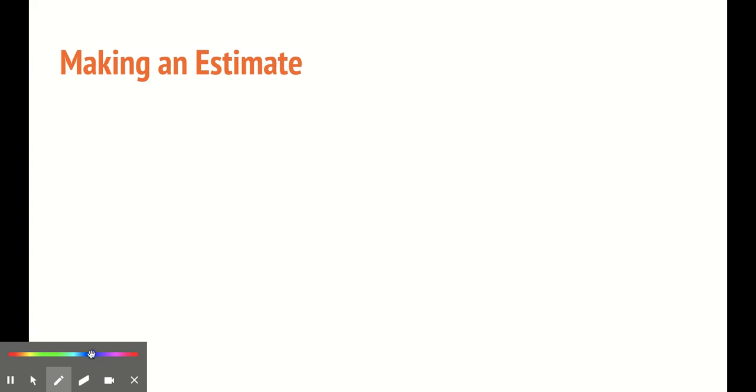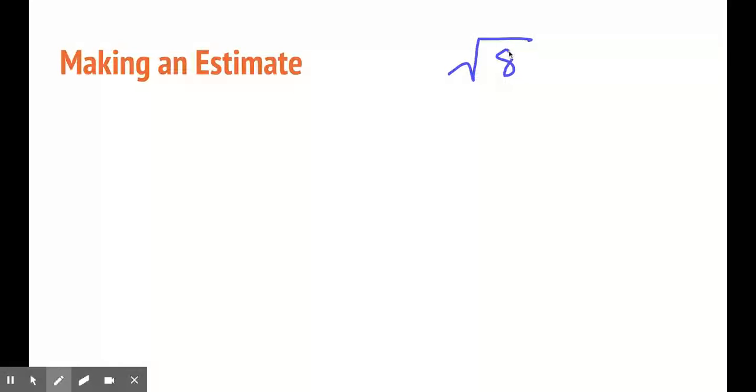Let's talk about how to make an estimate when we are working with irrational square roots. We're going to use, for our example in this video, the square root of 8. So first of all, we know that the square root of 8 is irrational because 8 is not a perfect square. When we check our list of perfect squares, 8 is not on that list, so that means it has to be irrational. That's why we have to estimate the square root of 8.